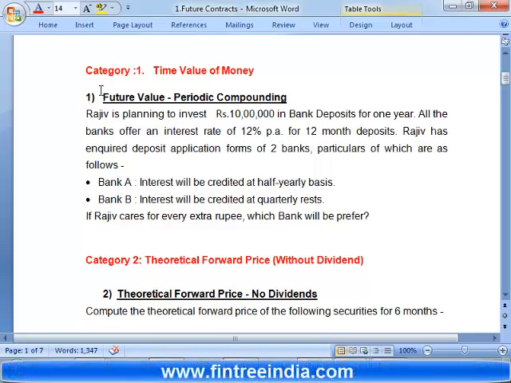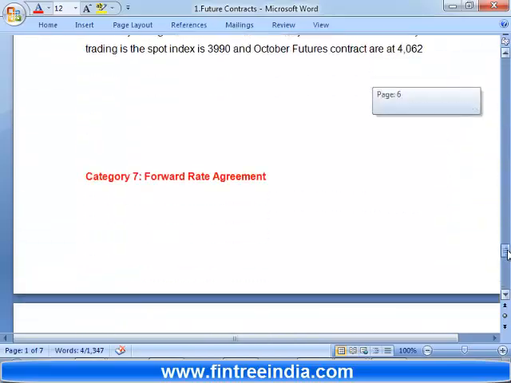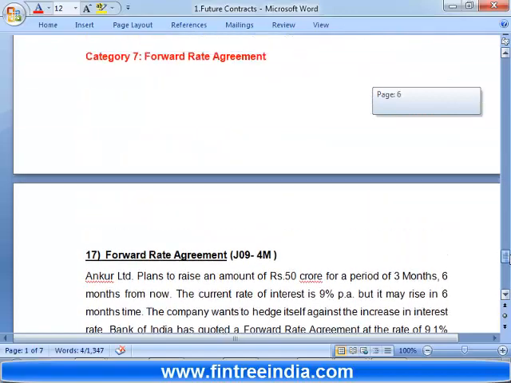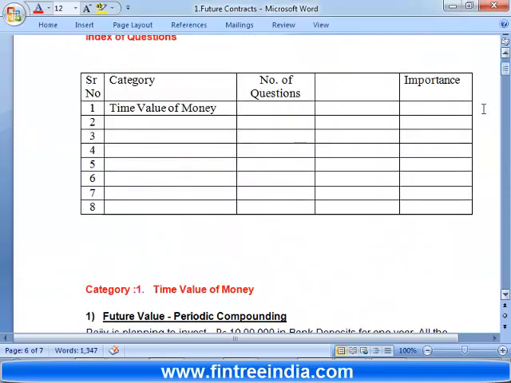Okay, so what we have done is these questions have been divided into different categories. So you can clearly see category one, time value of money, and in this fashion the total number of categories that we have here is 7. The last category is forward rate agreement. Now why have we done that? There are certain types of questions which are repeated very frequently.